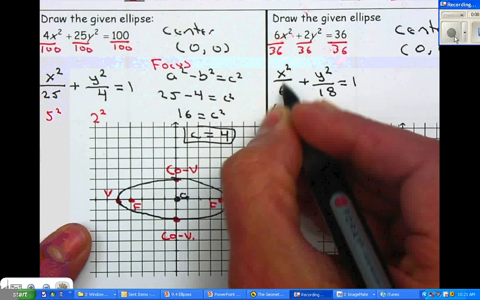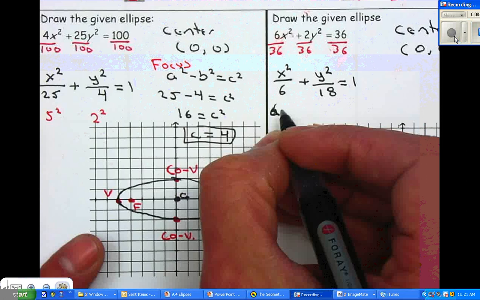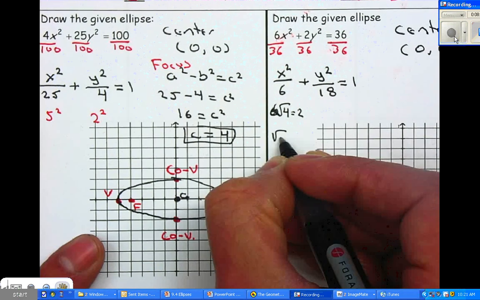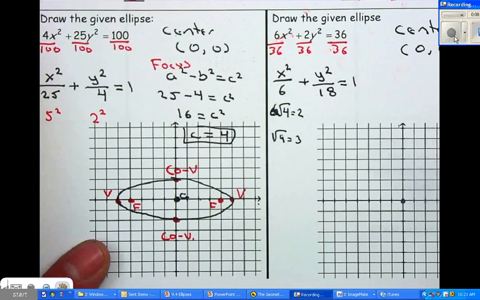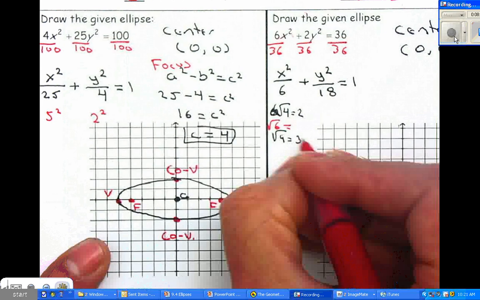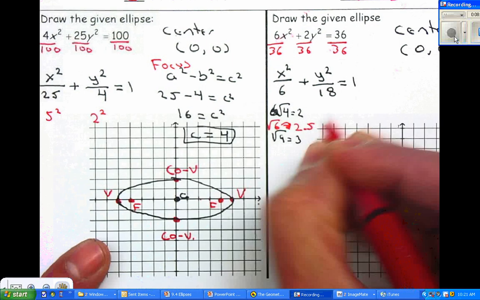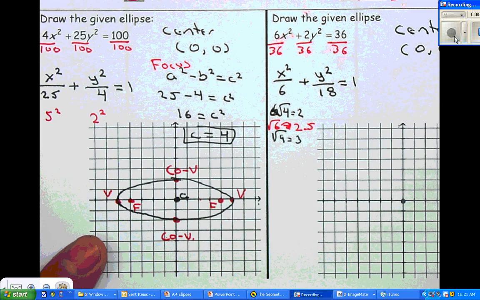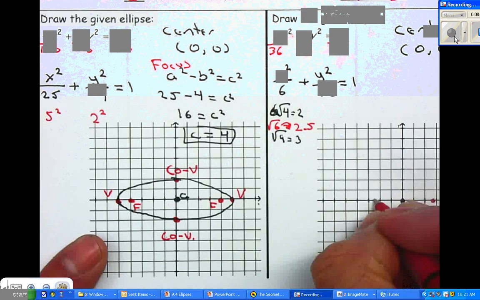Under x, the square root of 6 is between the square root of 4, which we know is 2, and the square root of 9, which we know is 3. So the square root of 6 will be in between, a little closer, actually halfway. So let's say 2.5 approximation. It's under the x, so we're going to go to the right 2.5 and to the left 2.5.